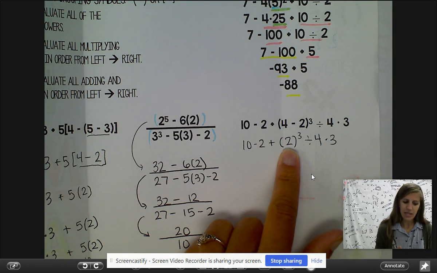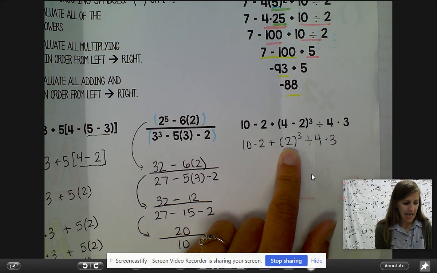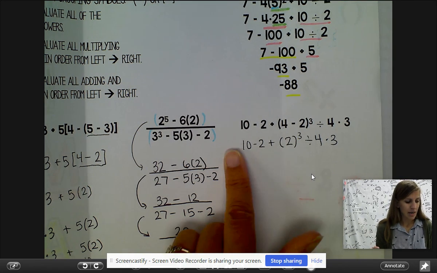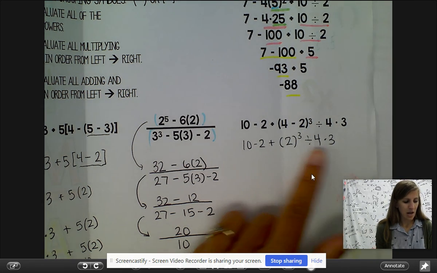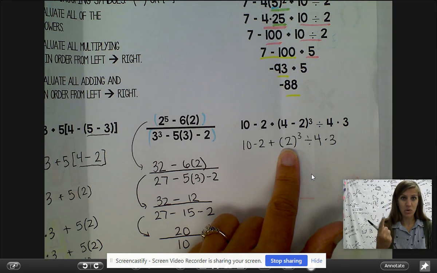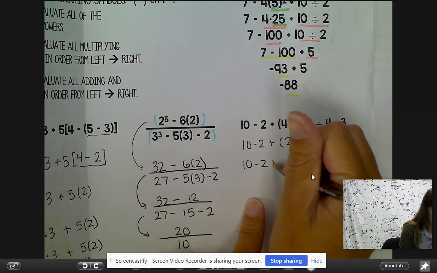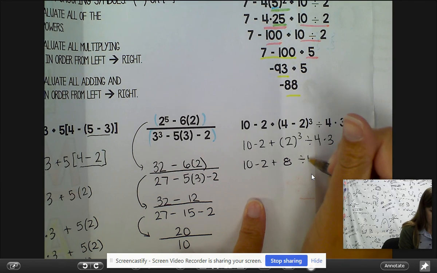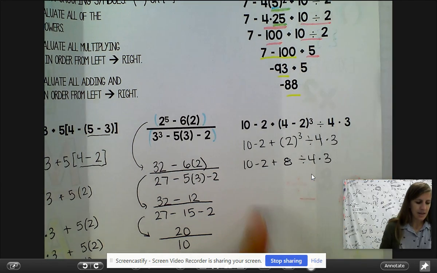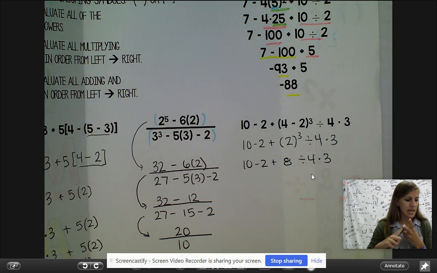Then I still have this parenthesis, but there's nothing to do in it, but it is being raised to a power. And I don't have any other exponents anywhere else, but we are going to do that 2 to the 3rd. So 2 times 2 times 2 was 8. Write everything else down as it is. Okay, so we did grouping symbols, we did exponents.